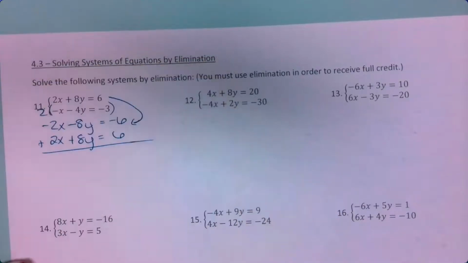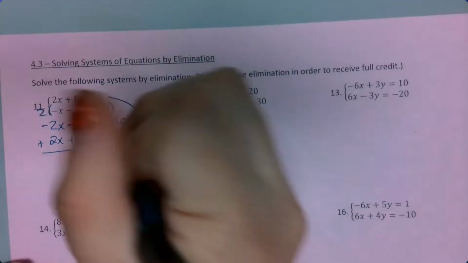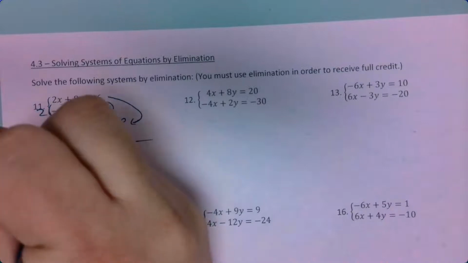I want to add straight down. My x's cancel out, my y's cancel out, so I'm going to write 0. Negative 6 plus 6 is 0. This one is infinitely many solutions.